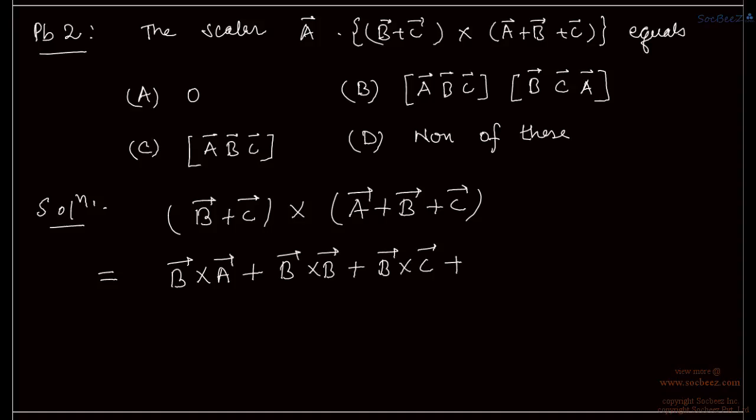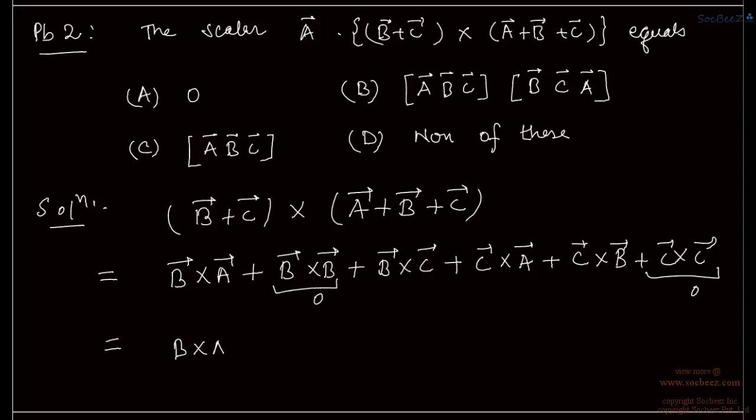Now for vector C cross vector A plus vector C cross vector B plus vector C cross vector C. The cross product of two identical vectors will result in 0 because the angle between them is 0. So we have B cross A from here. Again, vector B cross C and vector C cross B are opposite. The direction of B cross C is just opposite to the direction of C cross B, so they will cancel each other. So we are only left with C cross A now. So vector B cross A plus vector C cross A, right?